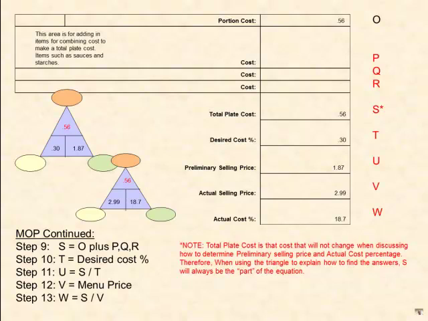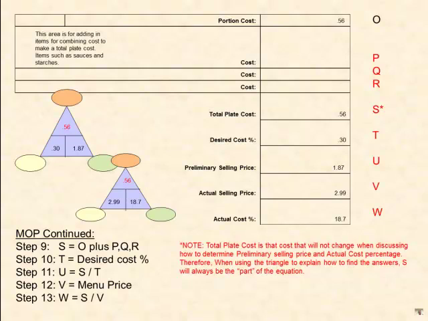Have you ever seen anything on a menu for $1.87? I don't think so, right? It would be listed that way. It'd be $1.95, $1.99, $1.75 maybe. Not that's an odd number. But that's okay because that's the preliminary selling price. You'd usually round up for your actual selling price.